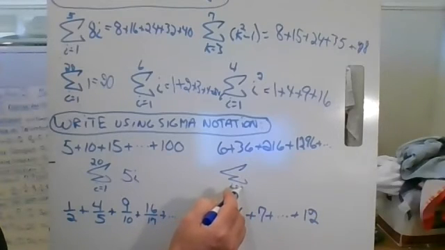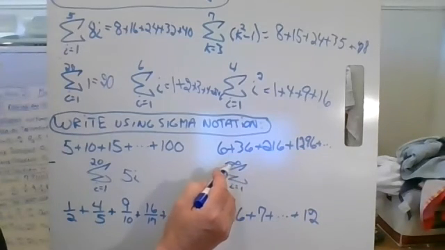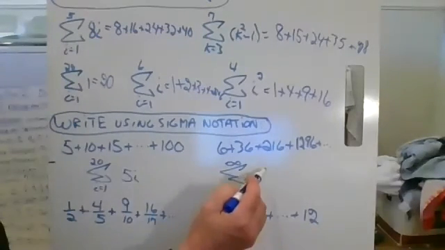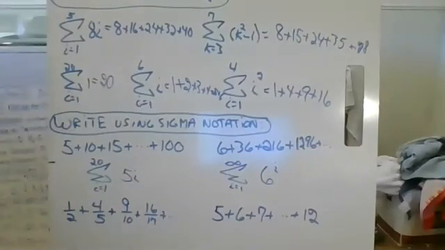Okay, let's look at this one. Sigma, i equals 1. This is an infinite series, so we're going to be going to infinity. But what's the term generator? You've got 6, then 36, which happens to be 6 squared, then 216, which is 6 cubed, and then 1296 is 6 to the 4th. So what's the term generator? 6 to the i.